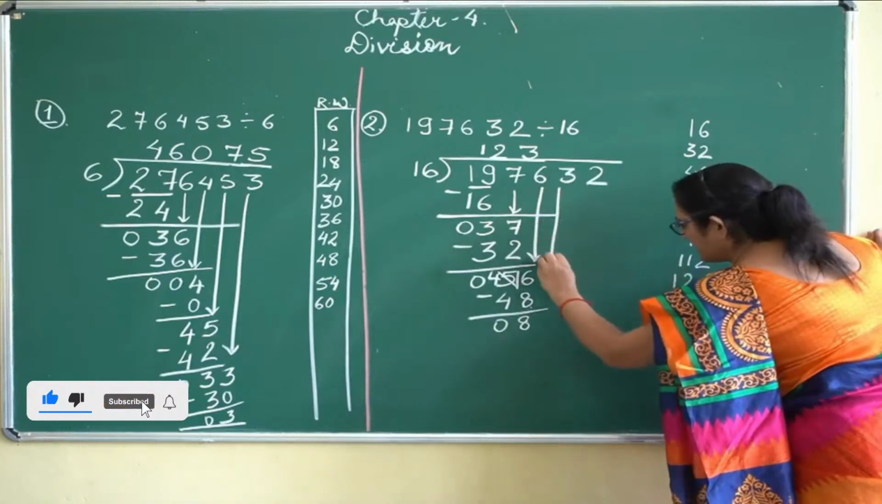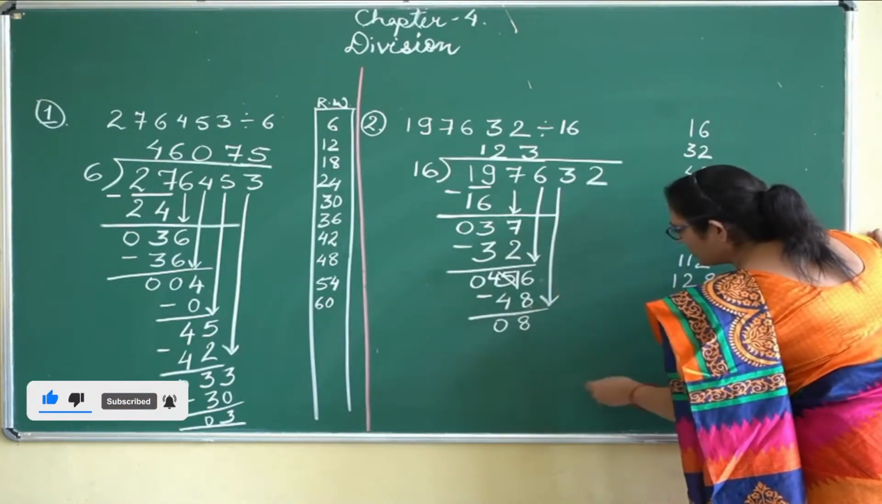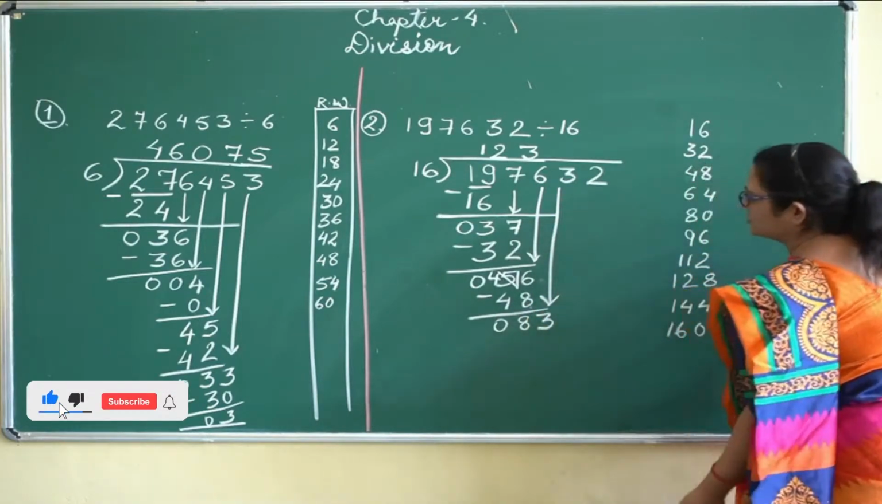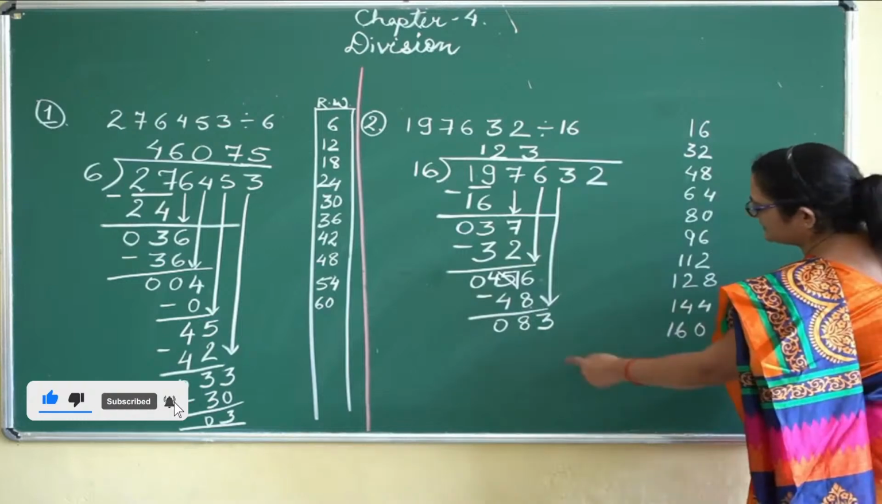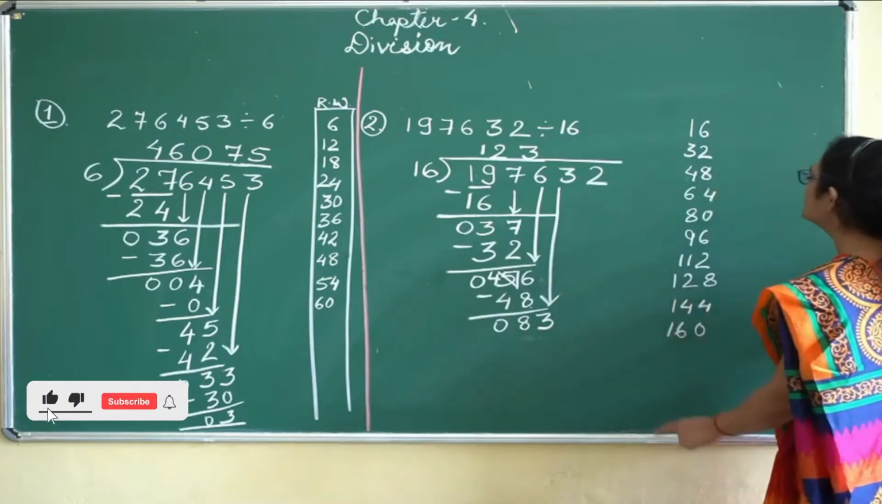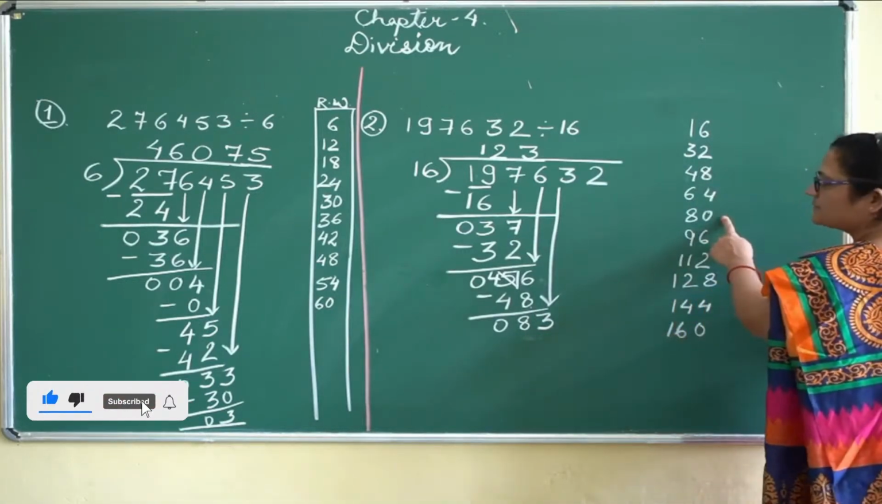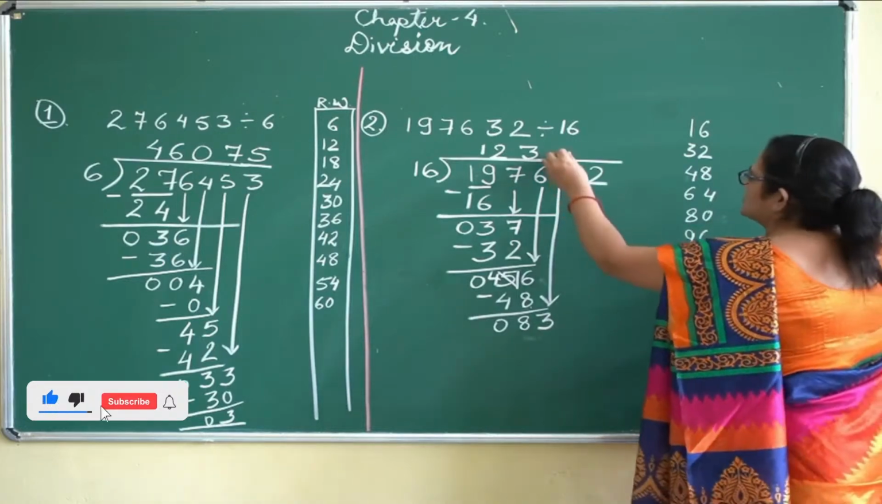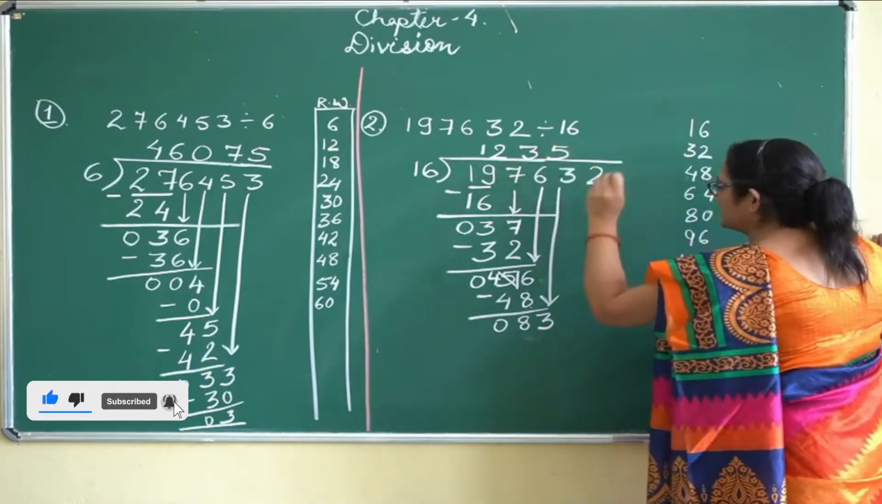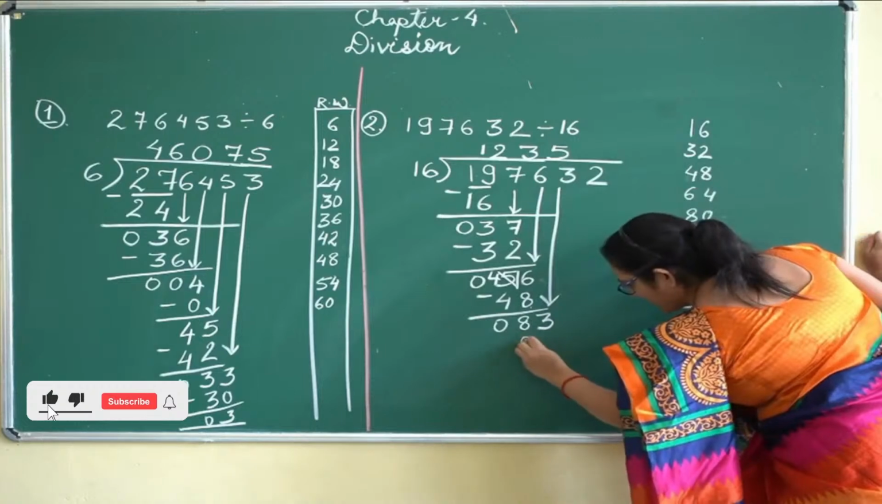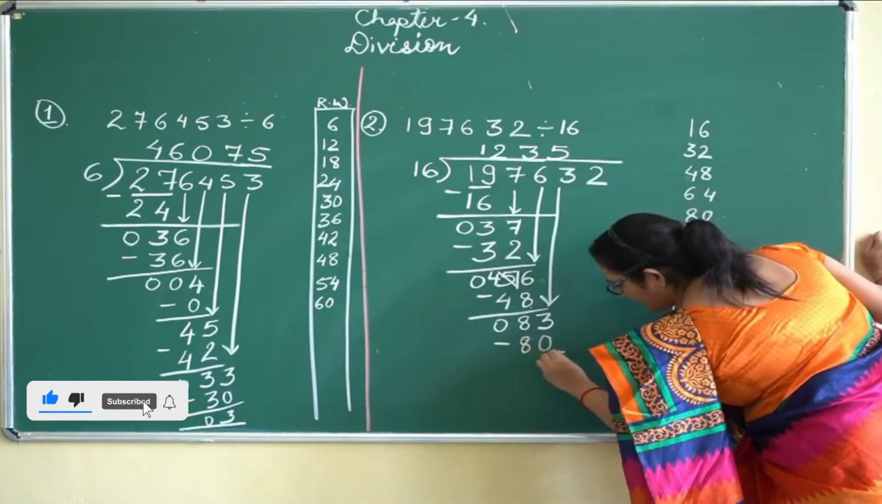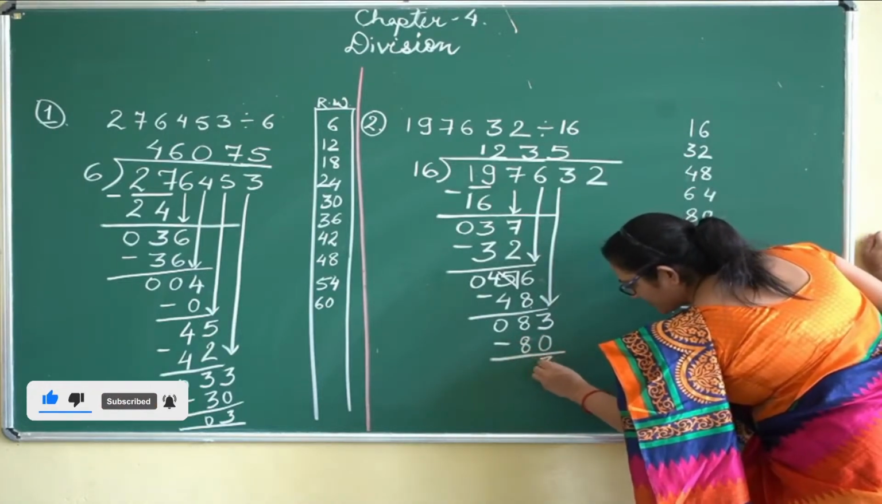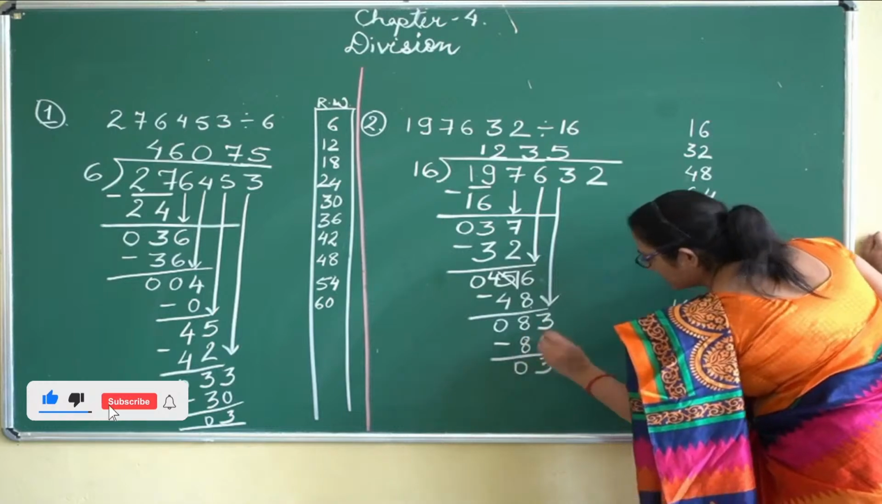Now again we will bring the next number down. The next number is what? 3. So in the table of 16 again we will see, does 83 come? No. 83 doesn't come. But what is smaller than 83? 80. In the table of 16, 80 comes 5 times. 16 5s are 80. 3 minus 0 is 3. 8 minus 8 is 0.